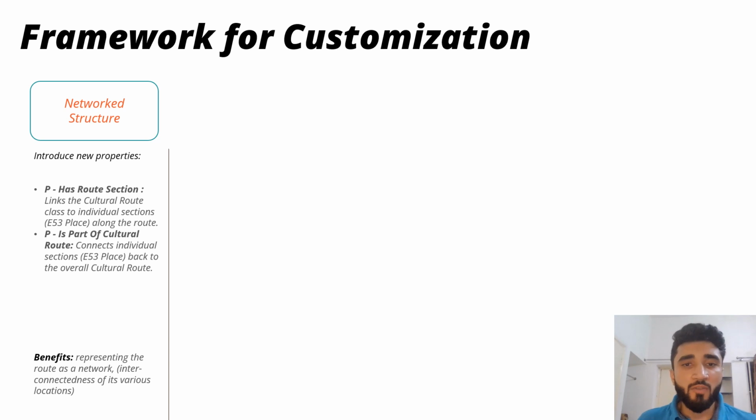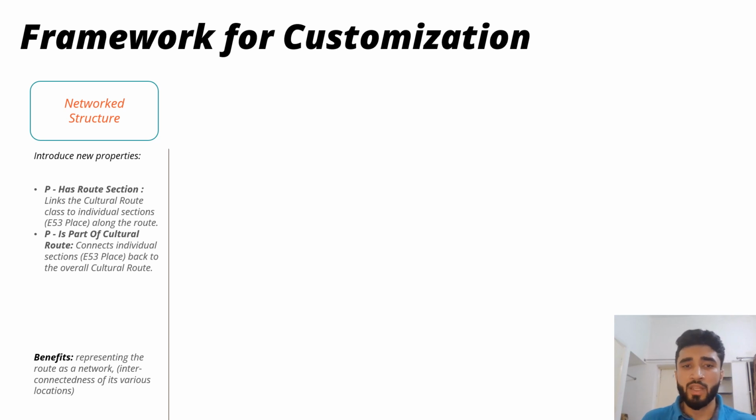So coming on to the framework for customization of cultural heritage ontologies. The approach for the framework is divided into three parts. Firstly, it consists of taking foundational classes from CIDOC CRM, then introducing new classes and properties. These properties will help in establishing connections between the new and the older classes. So this framework addresses the unique characteristics of cultural routes by leveraging the existing CIDOC CRM ontology.